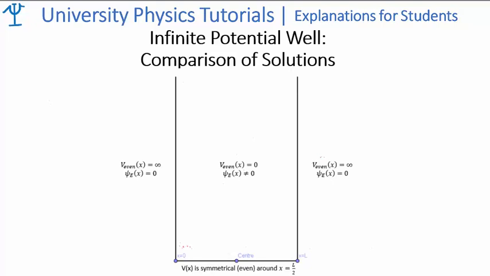Here is an infinite potential well, which extends from x equals 0 to x equals L. Clearly it's even, or symmetrical, around x equals L over 2. Now, for physical reasons, we cannot have infinite energy. Note that the potential energy is infinite outside the well, and this basically means that outside the well, the wave function must be zero, or cannot exist. Conversely, inside the well, the potential energy is zero, and the wave function is non-zero.